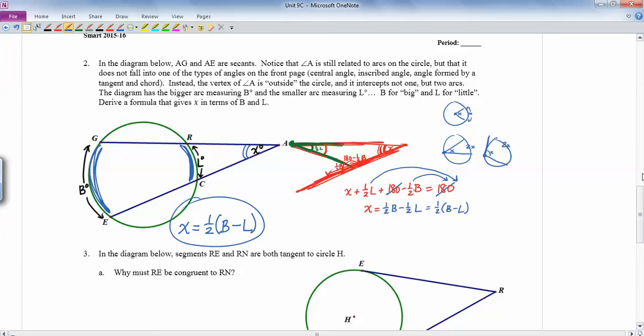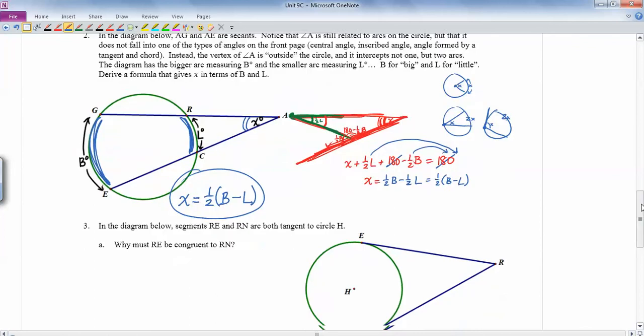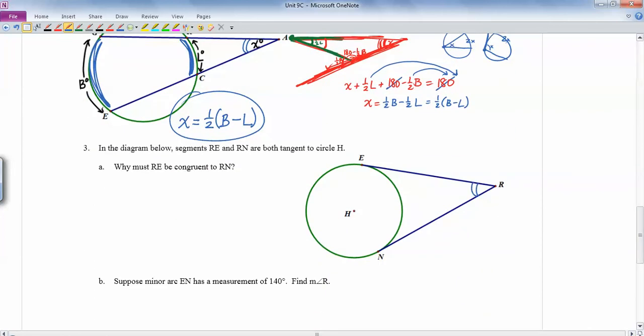All right. Let's go on to the next problem here. So in the next one, you have another outside angle right here. Right? This angle is outside. And so it actually has the same property as the one above it. It carves out two arcs, a big one and a little one. And the angle, since it's outside the circle, is going to be half of the big arc minus the little arc. Now we'll get to that in part B.